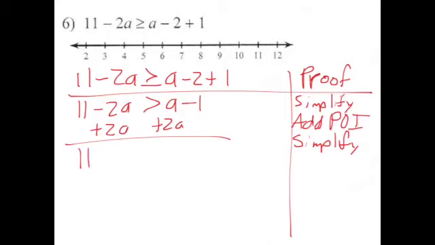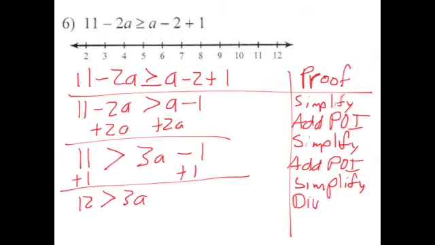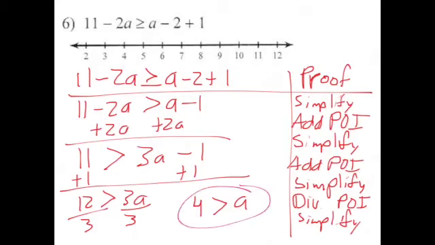And if I then simplify, I'm looking at 11 greater than 3a minus 1. If I then add 1 to both sides and simplify, and that's another addition property of inequality, followed by a simplify, I'm looking at 12 greater than 3a. If I then use my division property of inequality to divide both sides by 3, over here on the right side, I'm going to put the simplified version, which is going to be 4 greater than a. So that's going to be my final answer there.